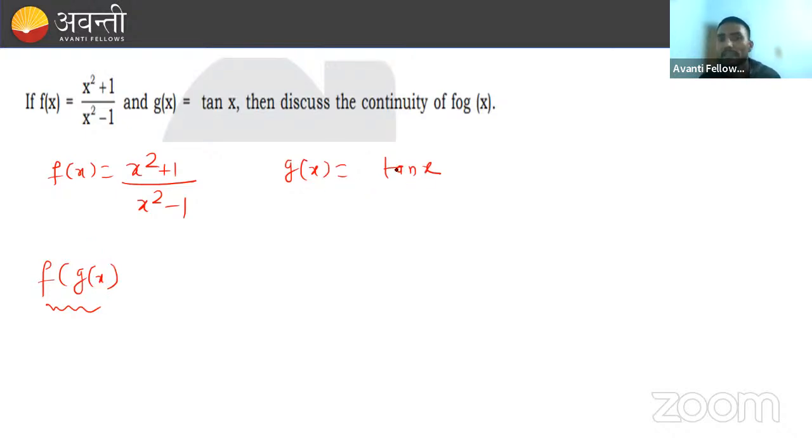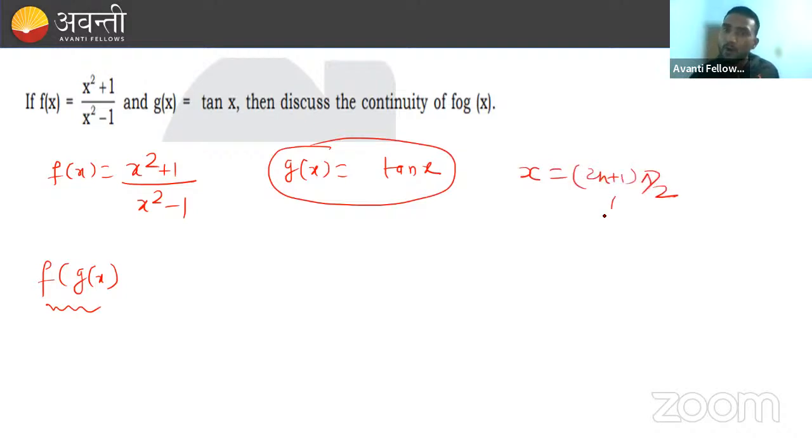We know that it is tan x, and tan x is always continuous except at odd multiples of pi by 2, because at odd multiples of pi by 2 it is discontinuous. So I can write x equals (2n plus 1) pi by 2, odd multiples of pi by 2. We have checked that at these points it is discontinuous.